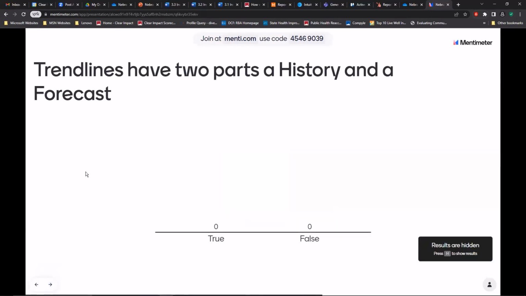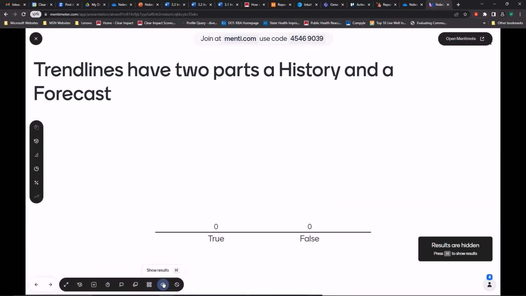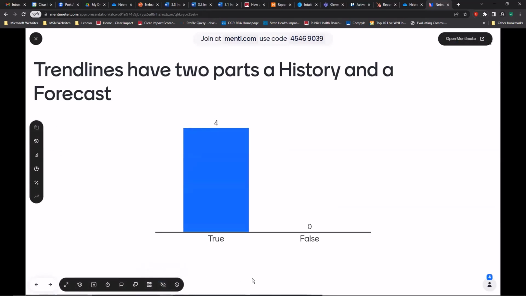And trend lines have two parts, a history and a forecast. True or false? Trend lines have two parts, a history and a forecast. All right, see what you think. That is true. Absolutely, that is true.